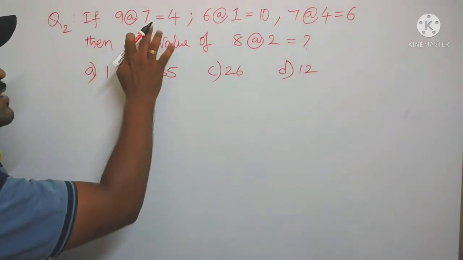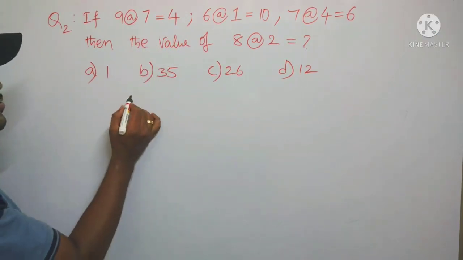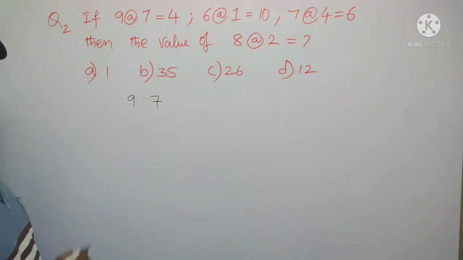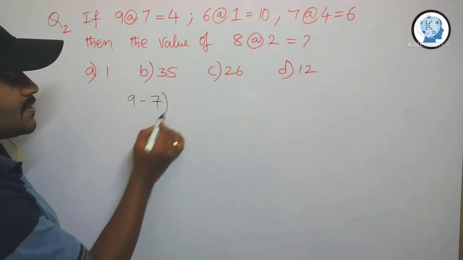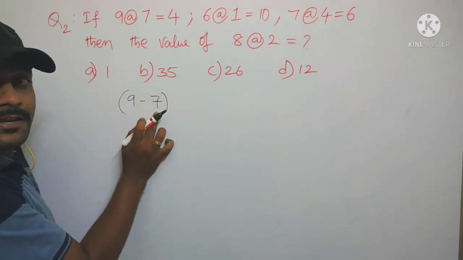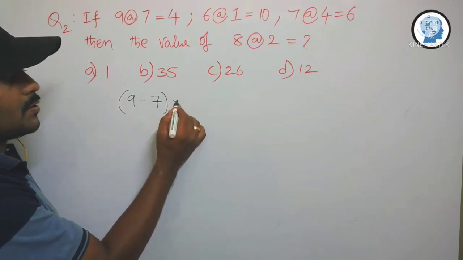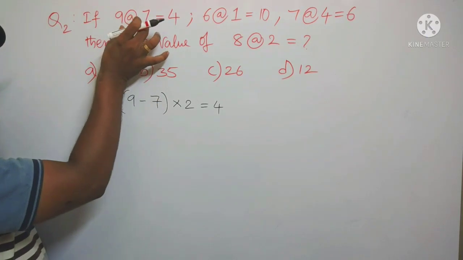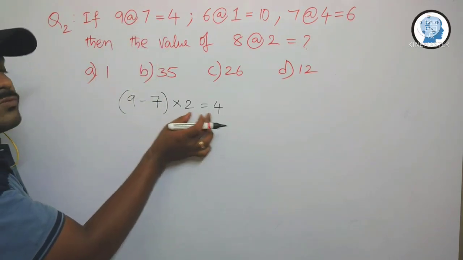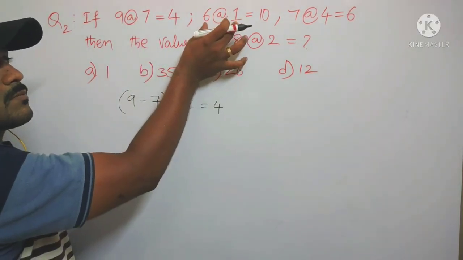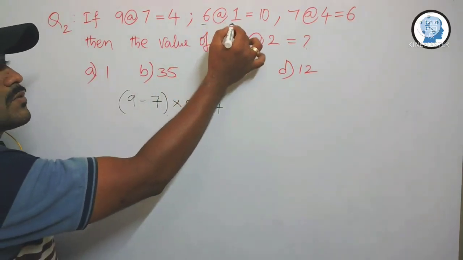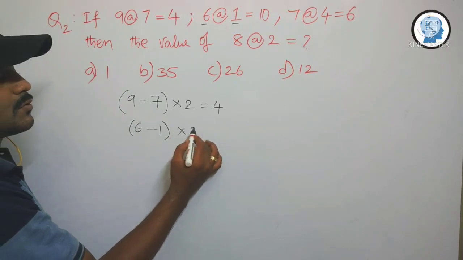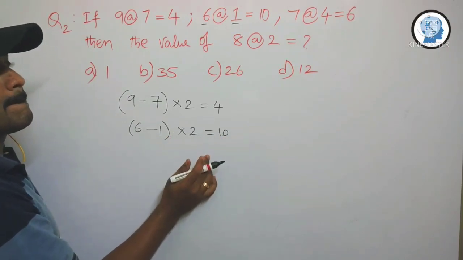So 9 and 7 I want to use to get 4. What is the logic? I am subtracting these two: 9 minus 7 gives you 2, into 2, 4 is coming. I just subtracted these two and multiplied with 2, and 4 comes. Same thing do here. 6 and 1: 6 minus 1 is 5, into 2 will give you 10.